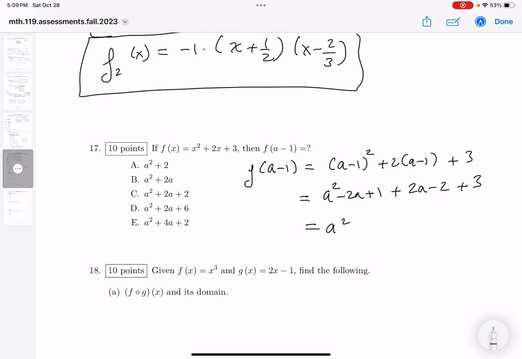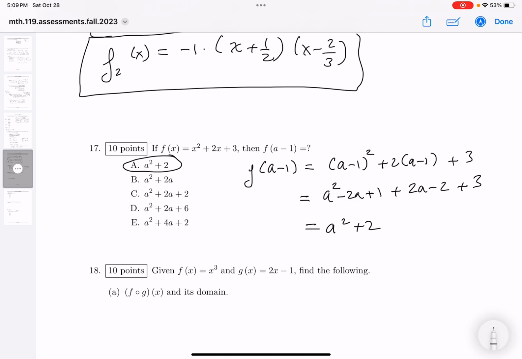Well, I do get a squared. Then I get minus 2a plus 2a. They disappear, by the way. Then I get 1 minus 2, which is minus 1. And minus 1 plus 3 is plus 2. Do I see that in the key? I do. It's letter A. So that one's done. And I guess we need to go to 18 now.